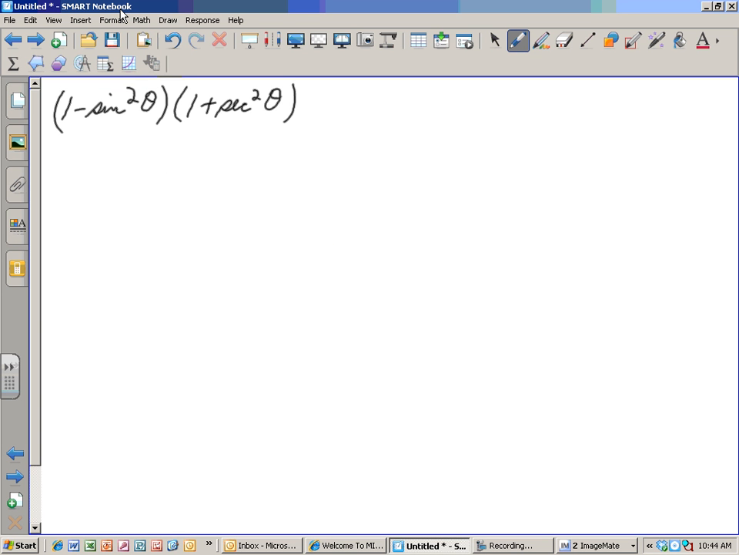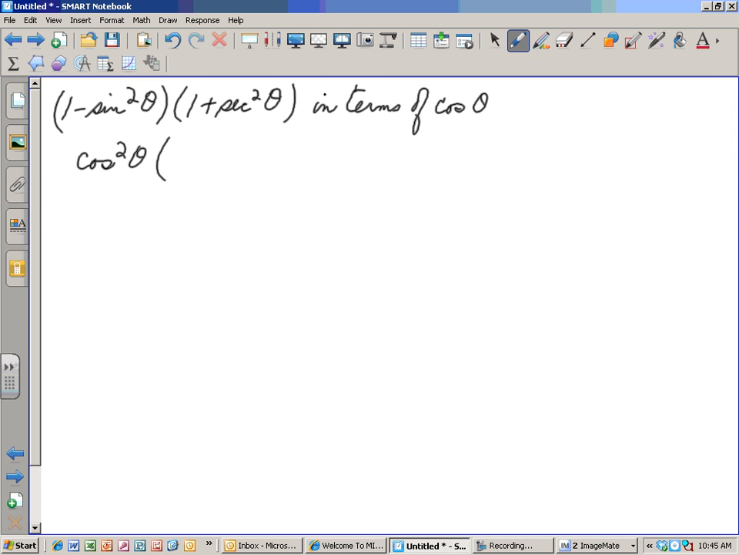All right, we want to write this in terms of cosine. Right away, as soon as you read that problem to me, I saw this 1 minus sine squared, and that's cosine squared. And that's from our Pythagorean identity. We had sine squared plus cosine squared equals 1. So cosine squared is equal to 1 minus sine squared.